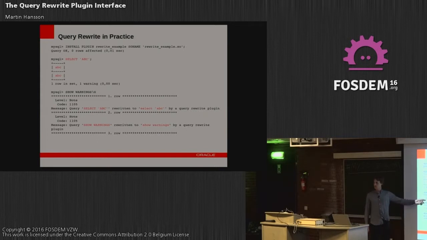You notice that you get two notes that the query is rewritten, because the show warnings command itself is being rewritten, and that happens before parsing. So this warning is queued up before parsing. That means by the time you execute the show command, you actually get two warnings, which is a bit confusing.